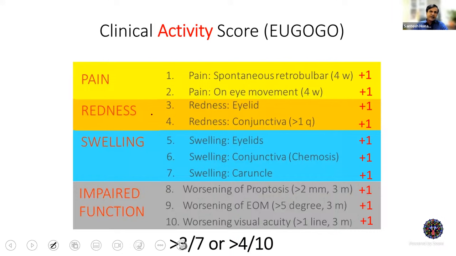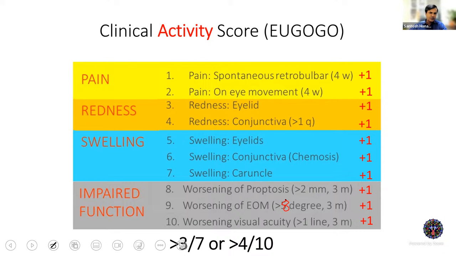These are the clinical activity score attributes: spontaneous retrobulbar pain of more than 4 weeks duration, pain on eye movement, so static pain and dynamic pain of more than 4 weeks duration, redness of the eyelid, redness of the conjunctiva of more than one quadrant, swelling of the eyelids, swelling of the conjunctiva, that's chemosis, and swelling of the caruncle. That is seven at the first visit. Then worsening of proptosis of more than 2 millimeters, worsening of extraocular motility restriction of more than 8 degrees over 3 months, and worsening of the visual acuity of more than one line over 3 months.